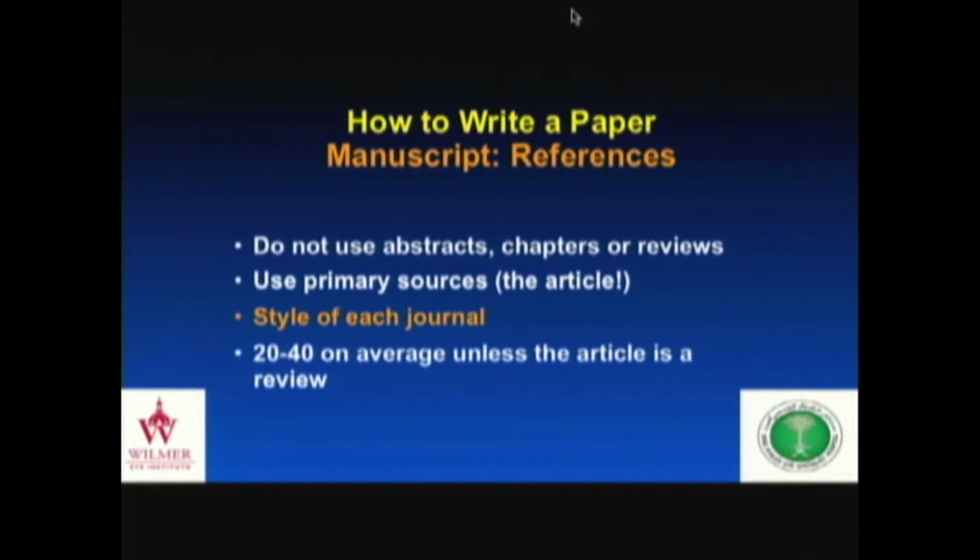A little bit of words regarding references. Do not use, I think this has been mentioned before, but do not use abstracts or chapters or reviews. I have seen this a lot on some of our residents and fellows when they write an article and we have to review it. The recommendation is to go to the primary source, go to the article that published initially on the issue. You have to follow the style of each journal because each and every one may be different. And again, from 20 to 40 references on average is enough unless it is a review article.